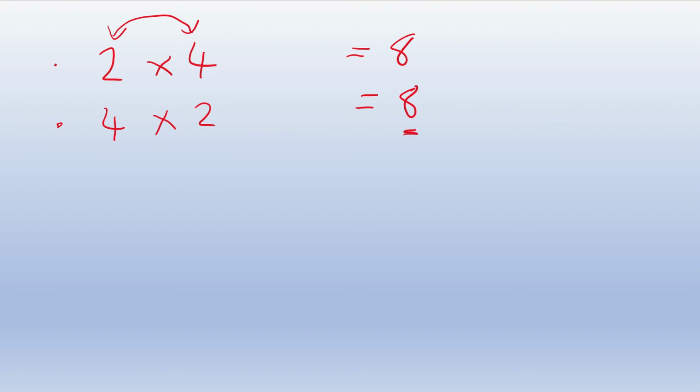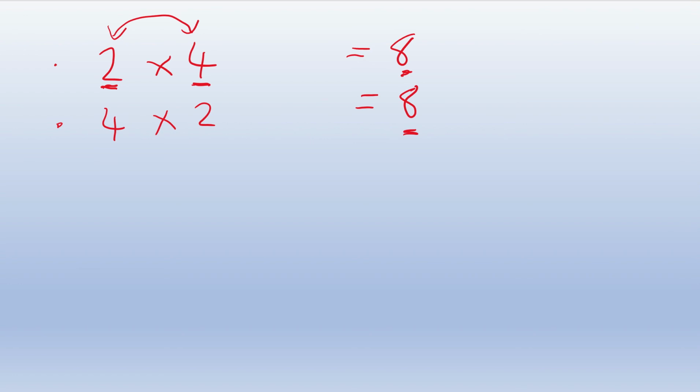So if you have 2 times 4, you know that your answer is 8. If I had 4 times 2, you know that your answer is 8 as well. You'll notice that I've swapped my 2 and my 4 around in my second question here, but my answer hasn't changed. So that's what we call the commutative property of multiplication, if you wanted to get technical with it. But all that means is that if you have two numbers and if you're multiplying them together, it doesn't matter which order they're in, you're always going to get the same answers.